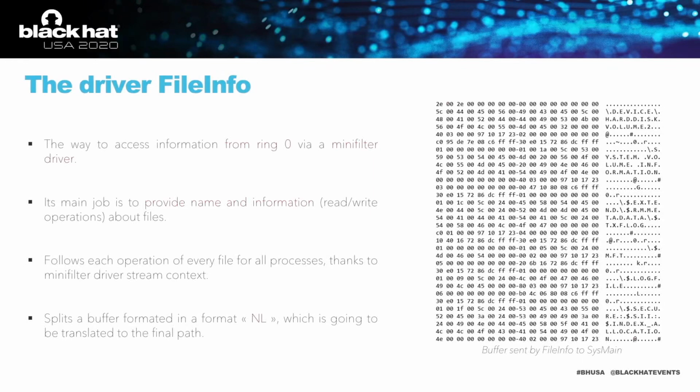the kernel land component, which is FileInfo, which is a file mini-filter driver, the evolution of the legacy filter driver for files. Its main job is to provide names and information, mostly read-write or name change operations, stuff like that, locations, about different files touched by all the processes of the system. So how is it possible?